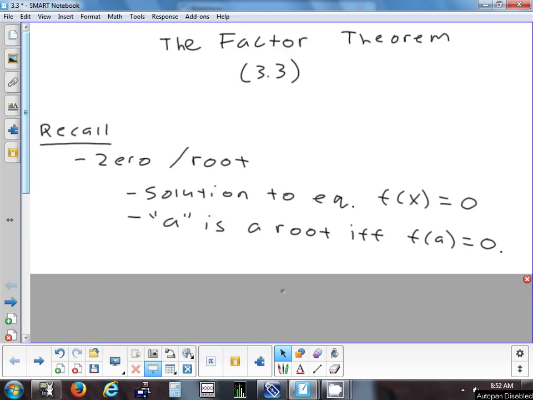We'll learn a couple other equivalent ways to talk about roots. We could also say it's an x-intercept. Okay, we've said that before. But there's a few others we'll mention today as well.